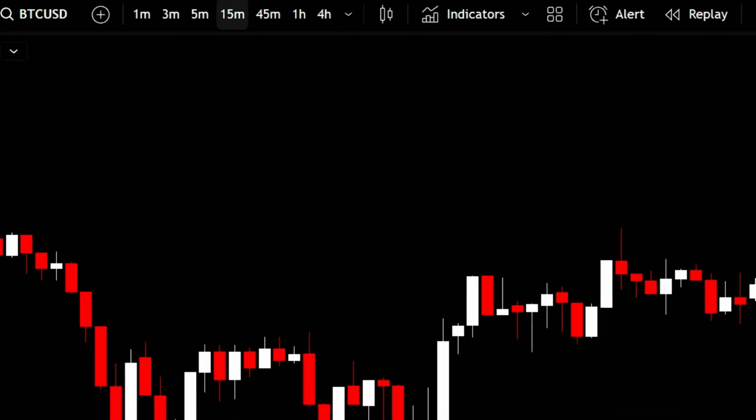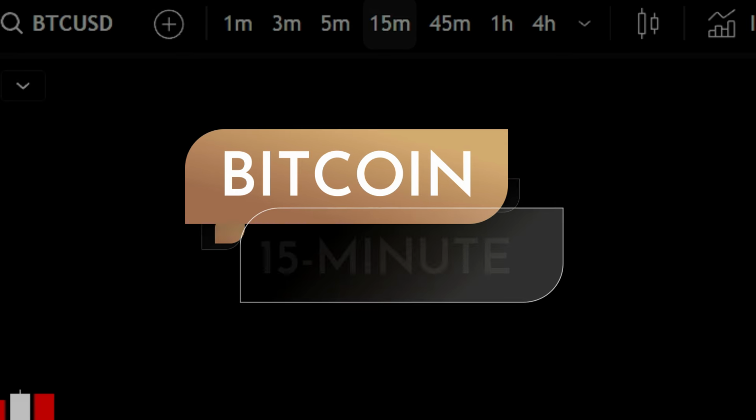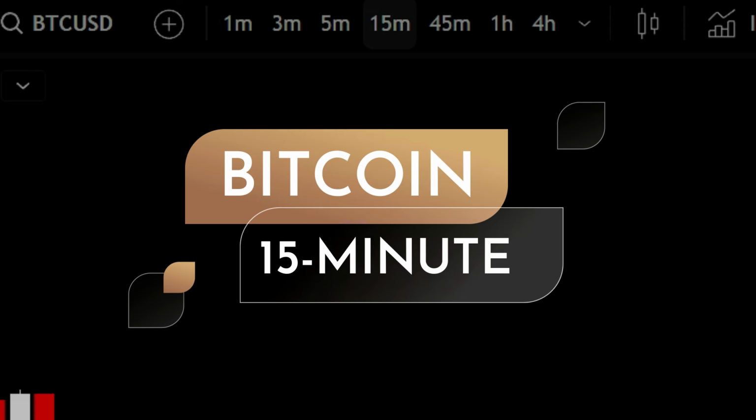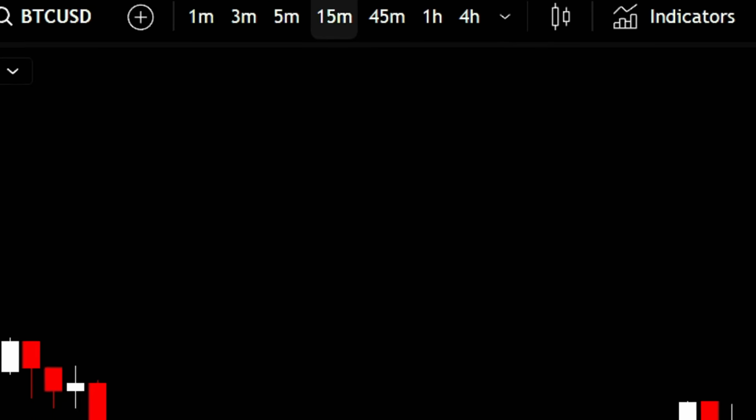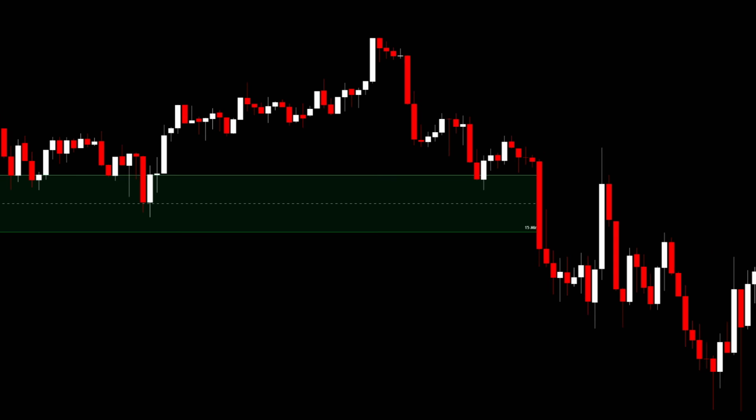This is Bitcoin on the 15-minute time frame. Right here, you can see a clean demand zone marked automatically by the Flux Charts MTF supply and demand indicator. No drawing, no guessing. It's already done for you.